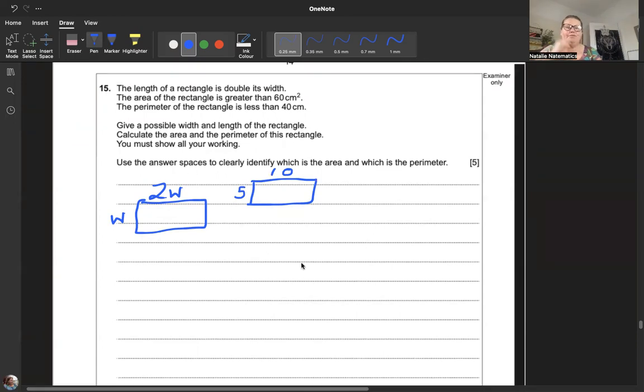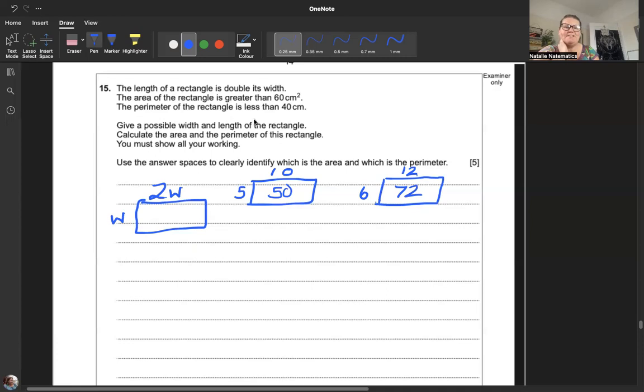The area of the rectangle is greater than 60 centimeters squared. Well, what's the area of a rectangle? The length times the width. So that would be 50. Well, it can't be 5 and 10, can it? Let's have a look. Maybe if the width was 6, the length was 12. It's 6 times 12. Right, so I've got my calculator, 6 times 12 is 72. Okay, that possibly could work.